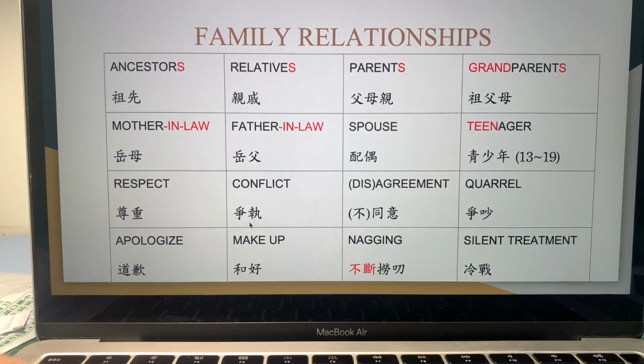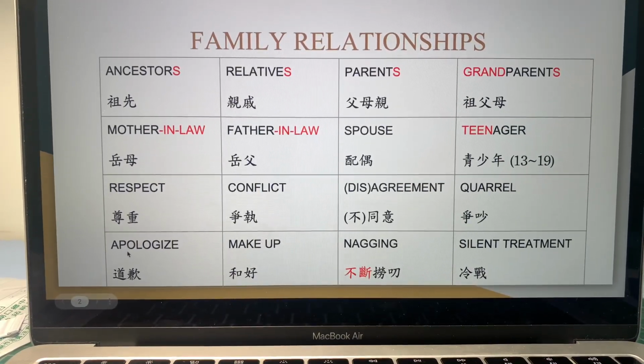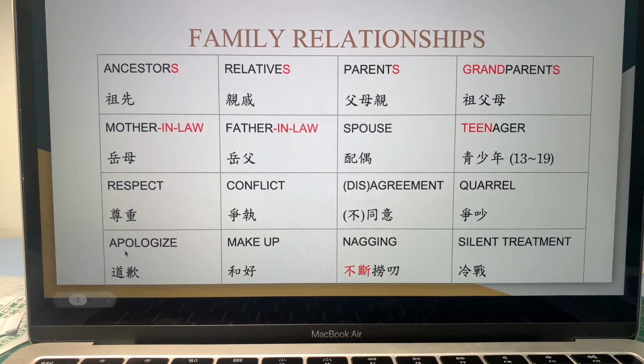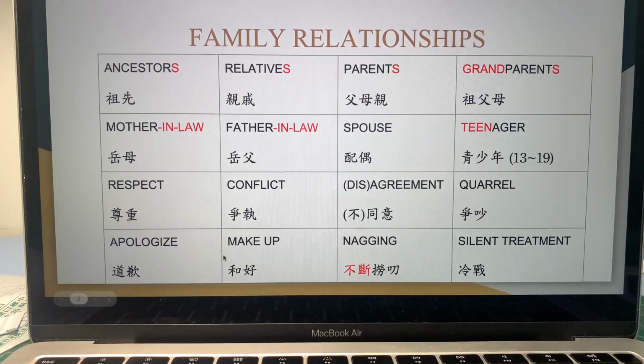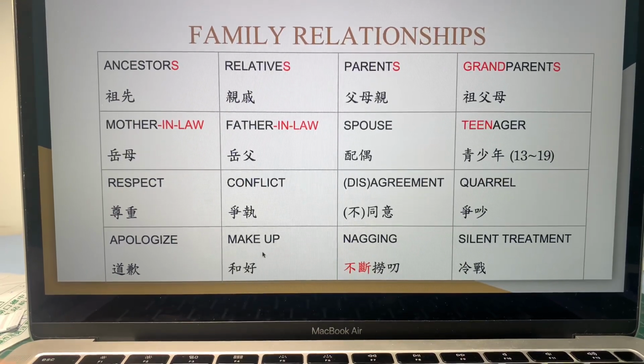And we also don't want to have a quarrel with others. 争吵, 争吵. But we will apologize later on, right? Apologize, 道歉, 道歉. And when we apologize, we make up later. We 和好, 我们和好.